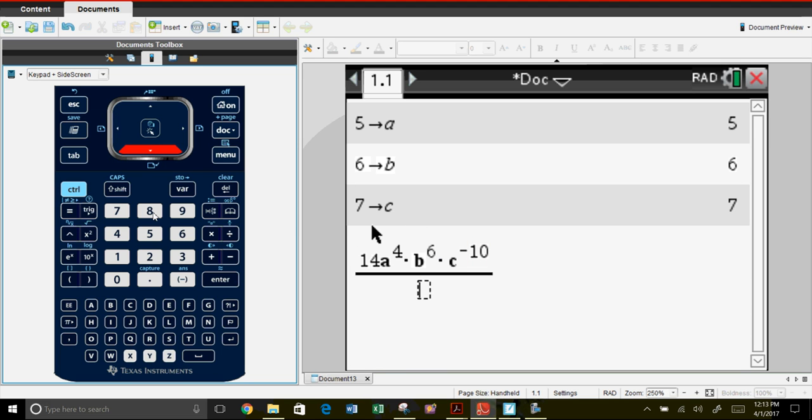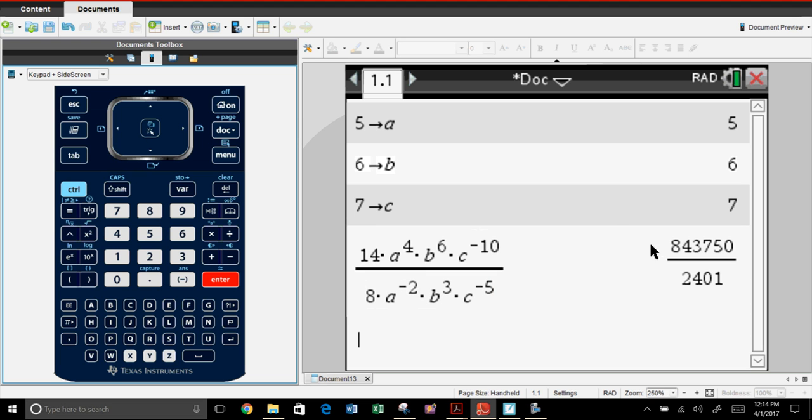Okay, now we can go and enter the bottom. So I have 8a to the power of negative 2 times b to the power of 3 times c to the power of negative 5. Okay, let's just double check that. 8a to the negative 2 power, b to the 3rd power, c to the negative 5 power. Okay, looks good. Click enter. So we have that answer right there.